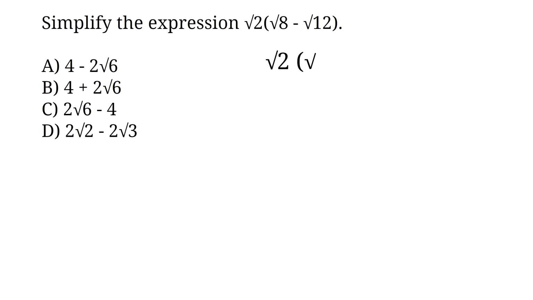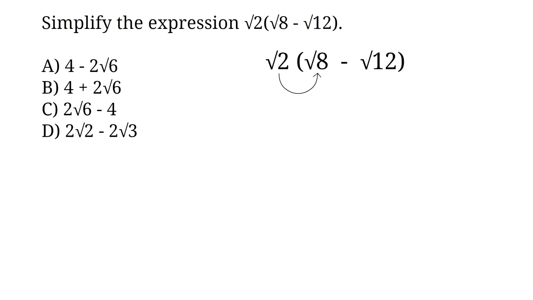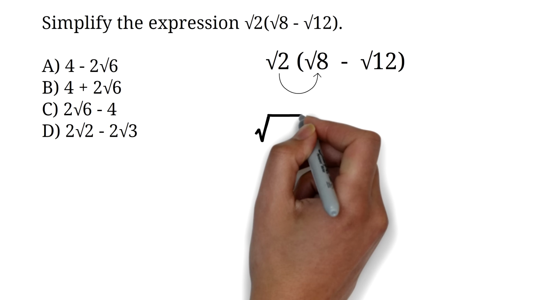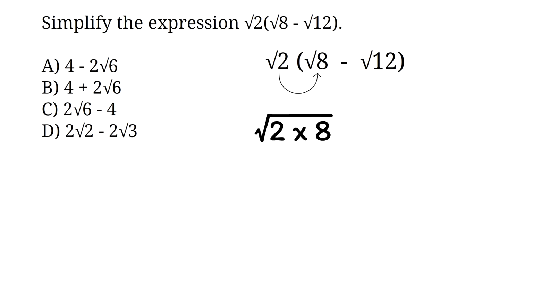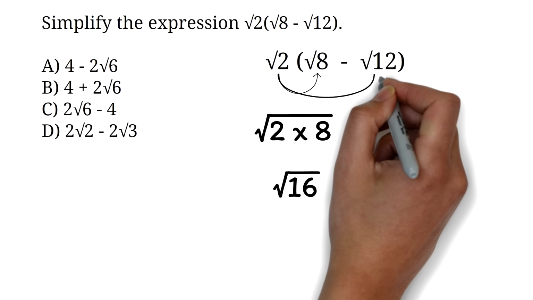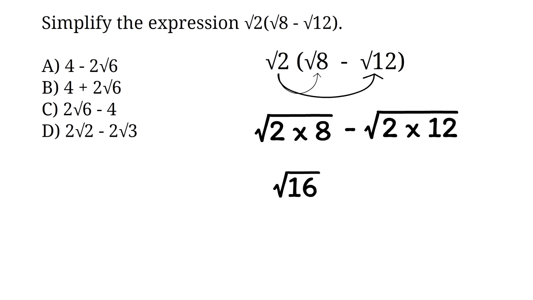To solve this question, we have to multiply each term in the parenthesis by the term outside the parenthesis. We have root 2 times root 8. Since both values are under the root sign, you can multiply them and place the value under the root sign. 2 times 8 is 16, so we have root 16. Same here, we have root 2 times root 12. 2 times 12 is 24, so we have root 24.